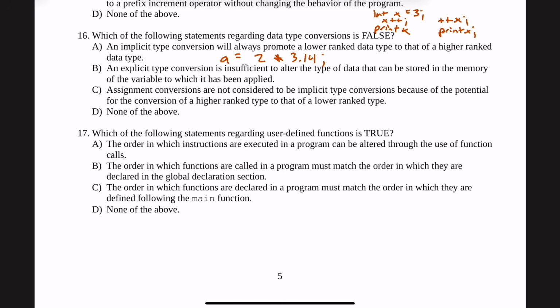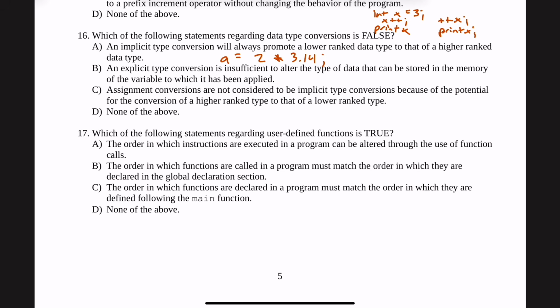Right, so 2 times 3.14, we have an integer times a float or double. We'll just call it a double in this case. For this multiplication to occur, the types need to match. So 2 is going to be promoted to 2.0. So we have 2.0 times 3.14 is 6.28. For implicit type conversion, you're never going to demote because we don't want to lose that detail, as I like to think of it, in our math. So A is going to be true.